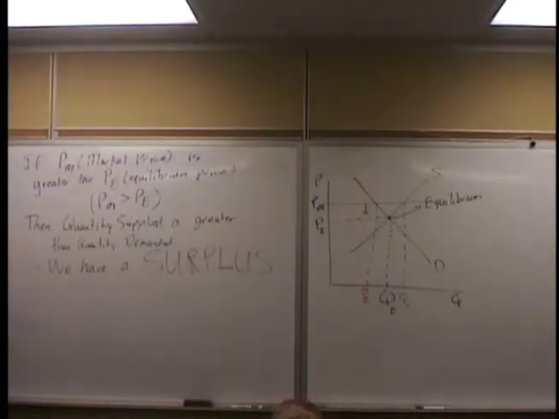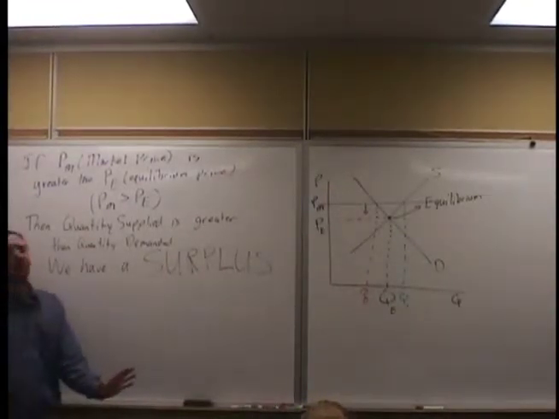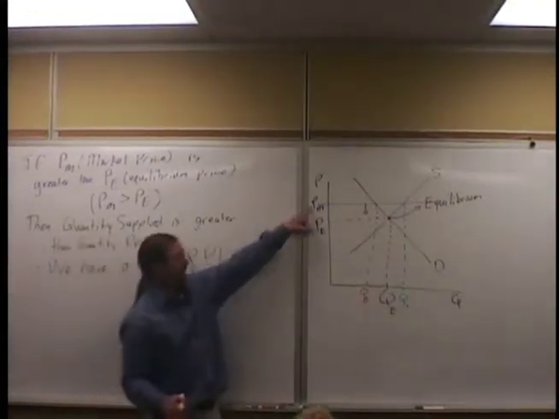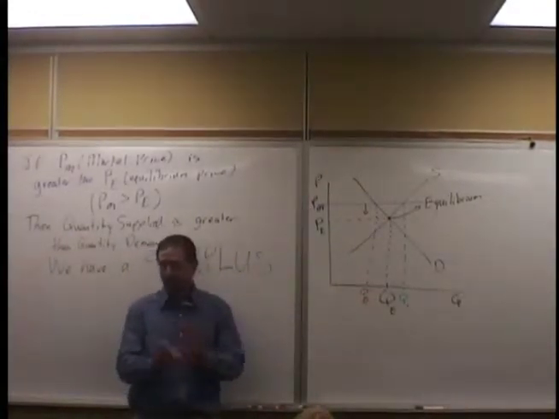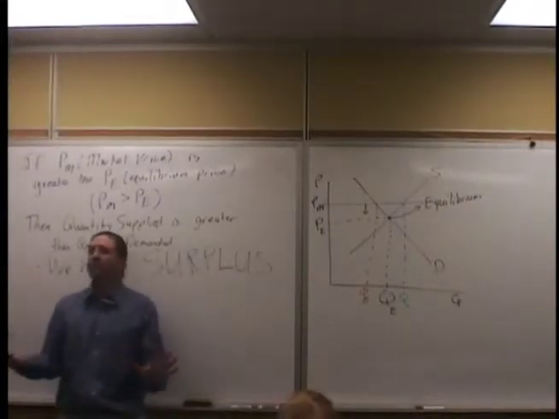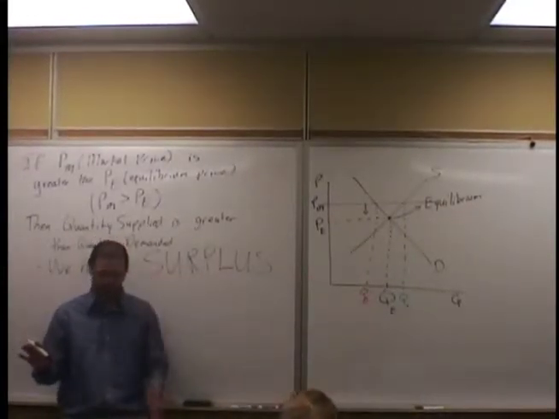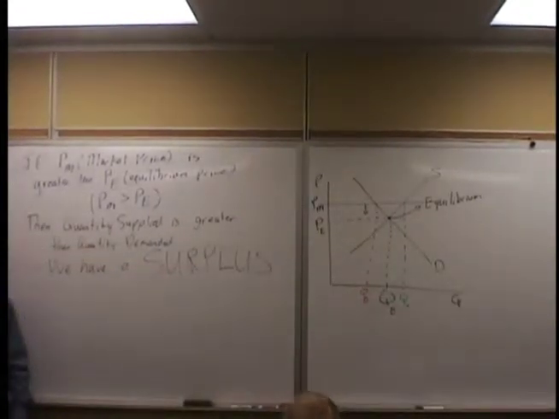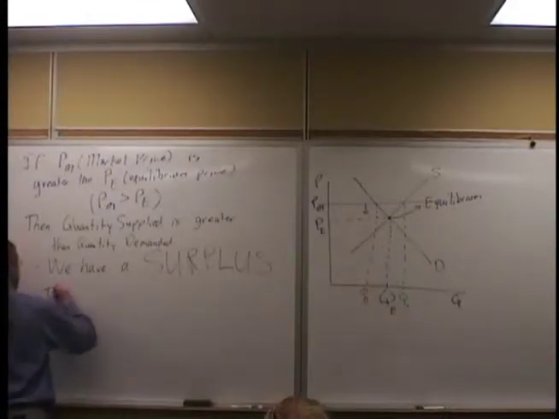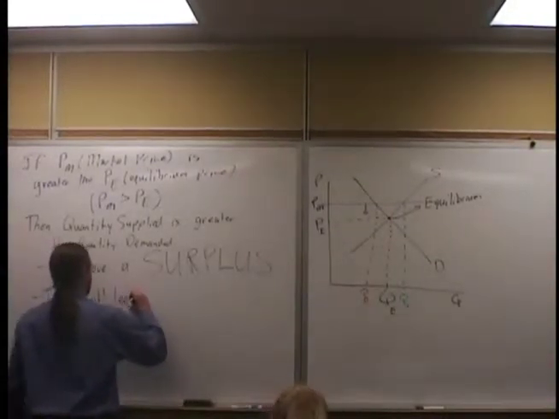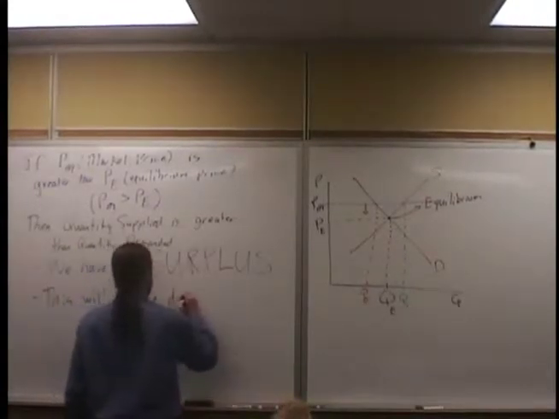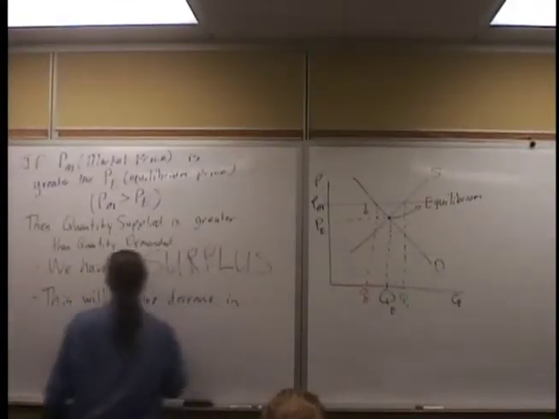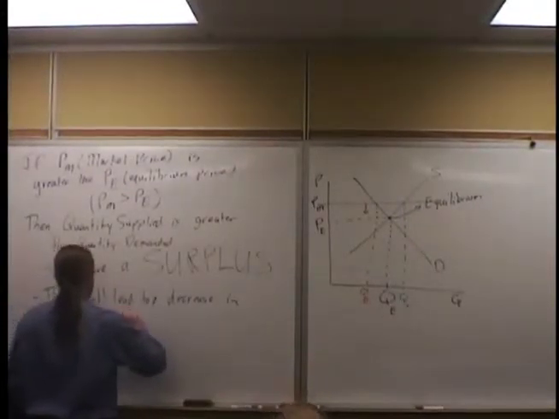Again, realize nothing is changing in the market. The only thing going on right now is that currently the price is higher than equilibrium. Everything else is still ceteris paribus, everything else is fixed. When that happens, there's a surplus going on, because we're not going to buy all the stuff that the suppliers are trying to sell. That's all there is to it. And what's going to happen after a surplus is that this will lead to a decrease in market price.